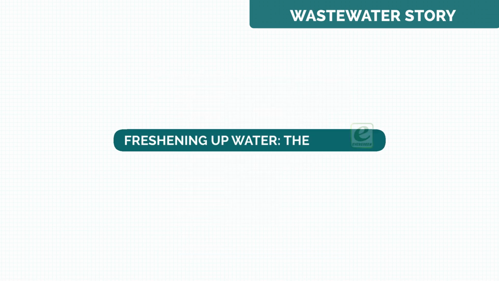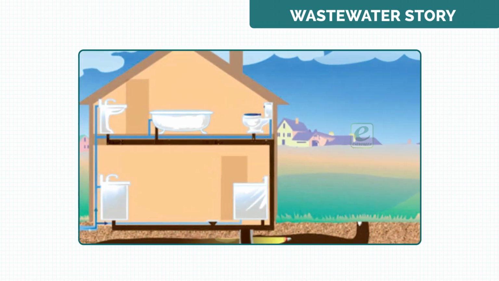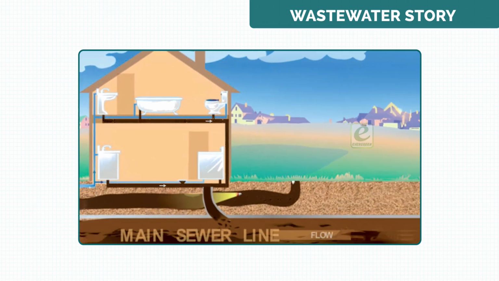Freshening up water, the journey. Potable water begins its journey when it is pumped from within the ground. It reaches our home or public building through pipes. After being used, the wastewater moves through the drainage system of our house to the sewer outside our houses. The sewer system consists of big and small pipes. These pipes transport the wastewater to waste treatment or sewage plants located outside the localities.